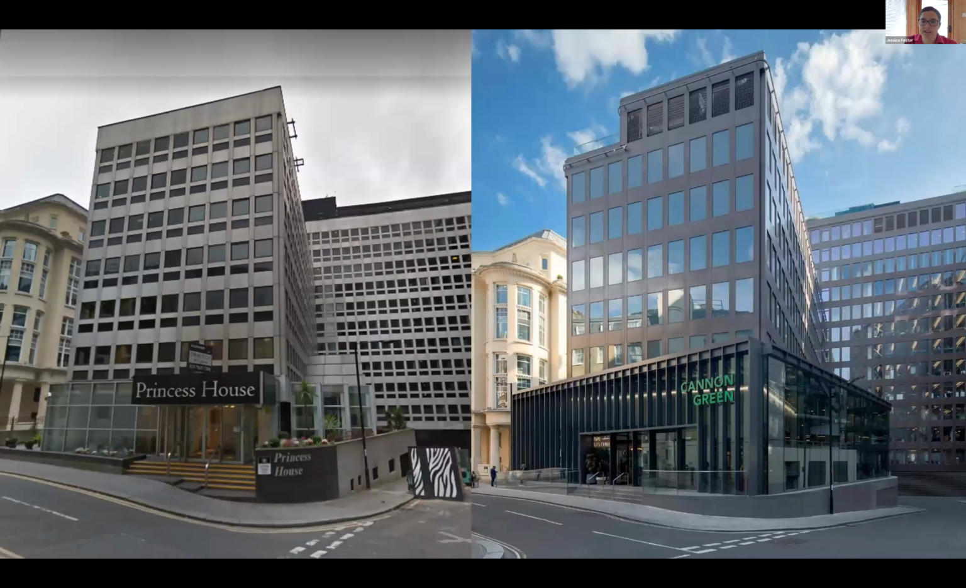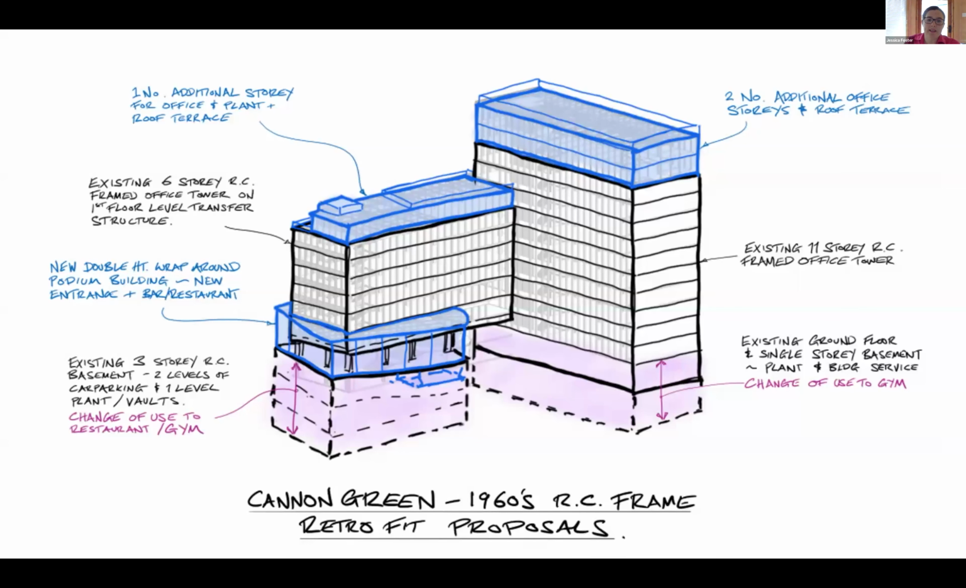So this is that project. This is Cannon Green, before and after. It's in central London, a 1960s building. And we added 2 additional floors of office space to the top, 2 new roof terraces, and the lower floors were retrofitted from car park to gym.